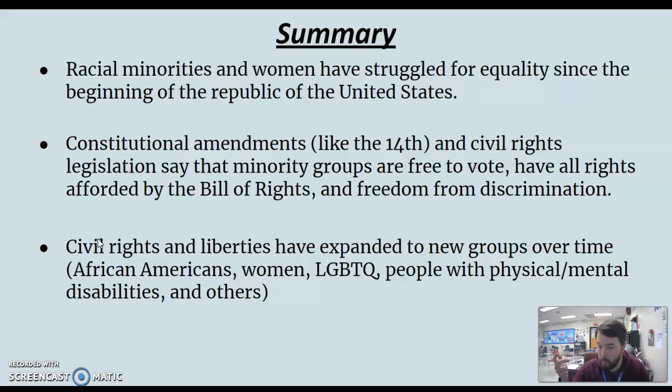So the 14th Amendment was initially created to help former slaves that became U.S. citizens. Now the 14th Amendment is cited in court cases dealing with African Americans, women, the LGBTQ community, and people with physical and mental disabilities, as well as others. So the 14th Amendment has evolved over time.